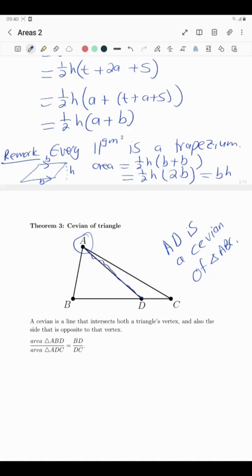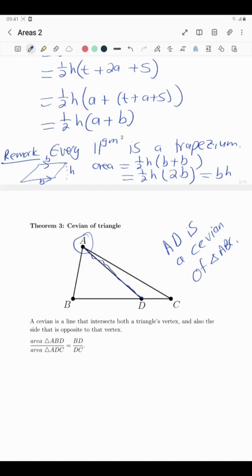And we can ask ourselves, can we come up with a relationship of the ratio of the two triangles in terms of the side lengths here? And it turns out, yes, we can. And this is theorem 3 for today's lesson. It says the following, that the area of triangle ABD divided by the area of triangle ADC is BD divided by DC. So the cevian divides the triangle into two parts, and the ratio of the two triangles is precisely how point D divides line segment BC.